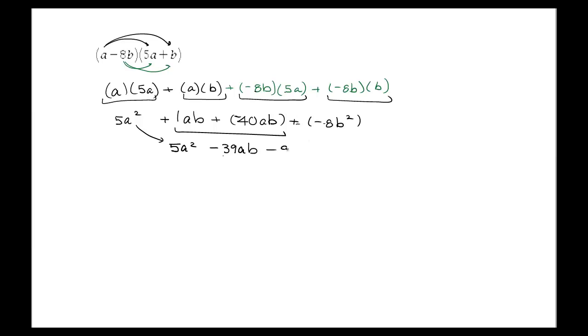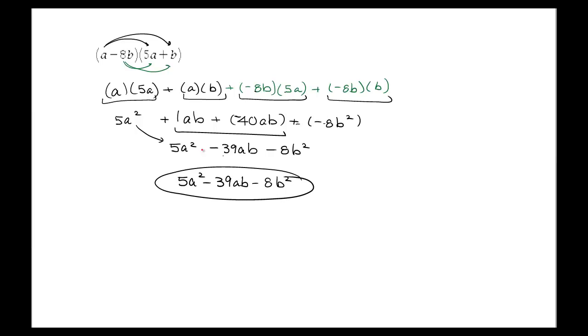minus 8b squared, I'm just going to make it a minus 8b squared because adding the opposite is the same as subtracting, right? So my answer is 5a squared minus 39ab minus 8b squared. And that's as simplified as it gets.